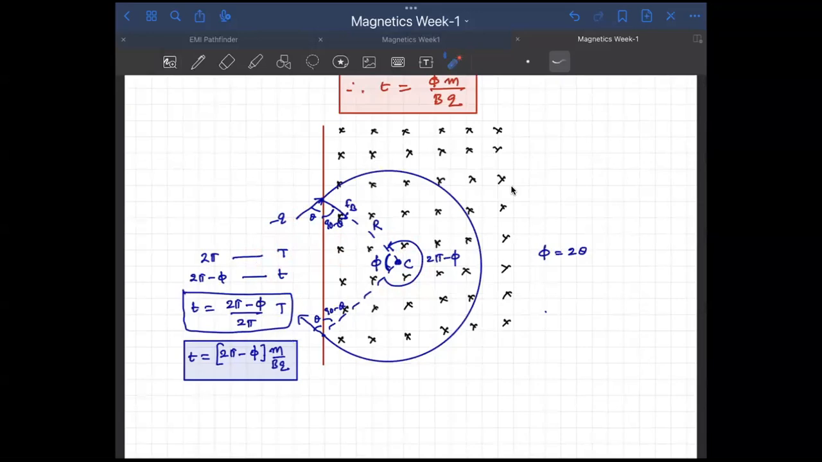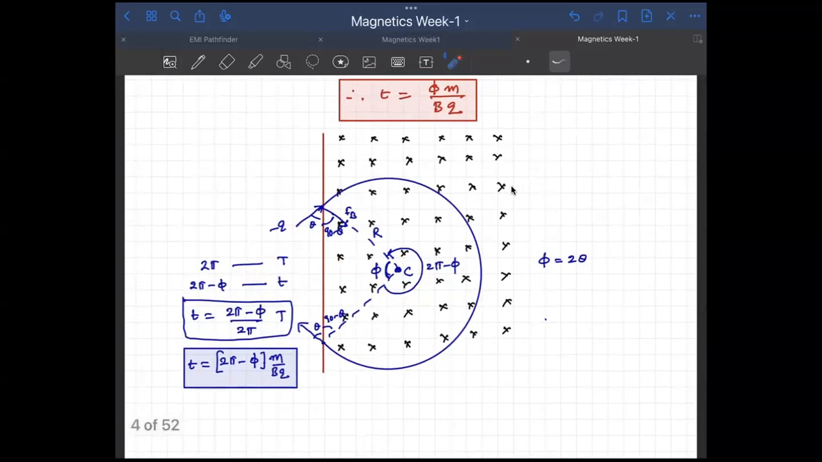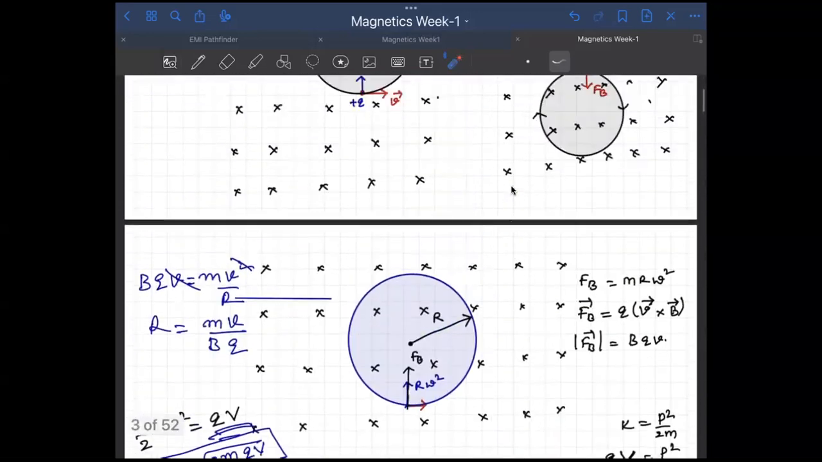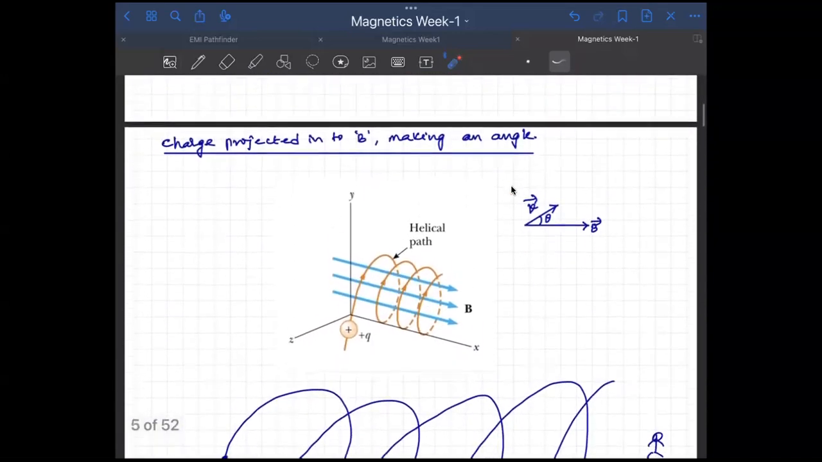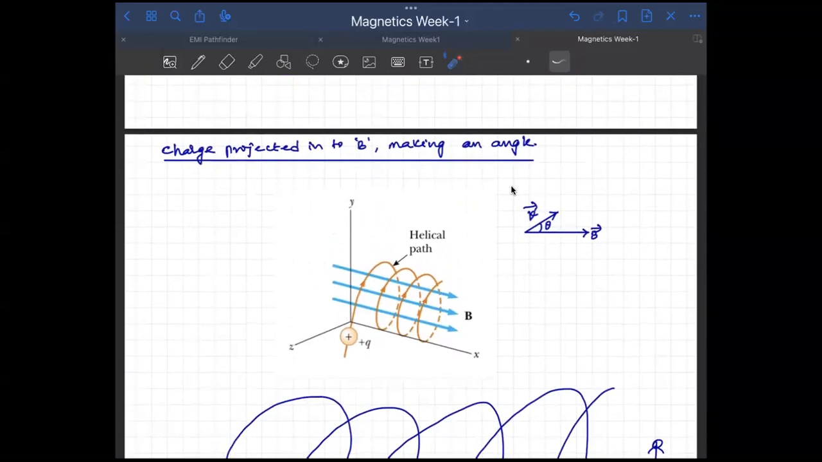Right. In all these cases, case 1, case 2, case 3, what you would have observed is that the charge is projected at right angles to the magnetic field. What if the charge is projected with some angle made with the magnetic field? I repeat, what if the charge is projected, if this is the direction of the magnetic field, and I have projected it with an angle theta?